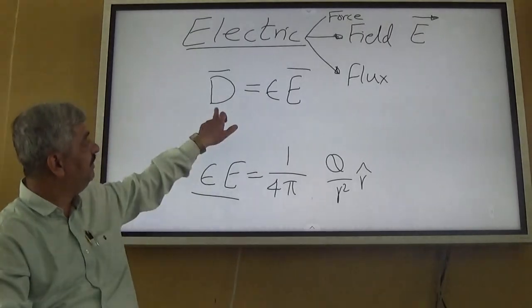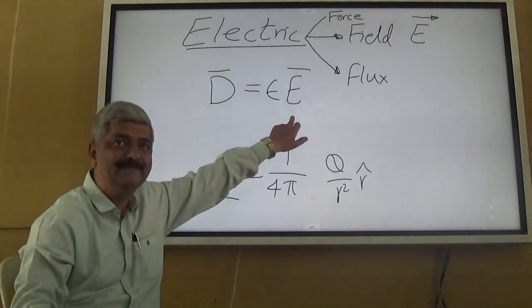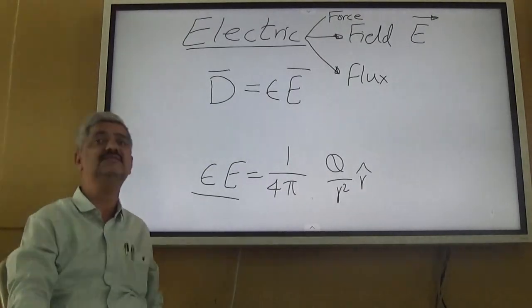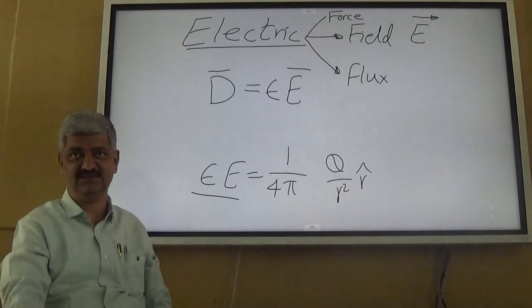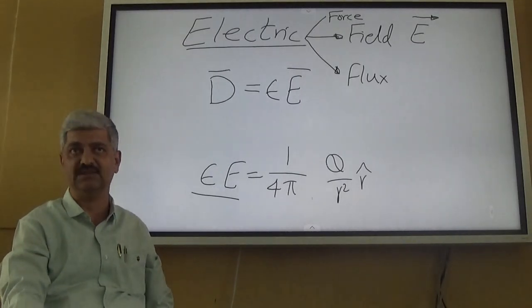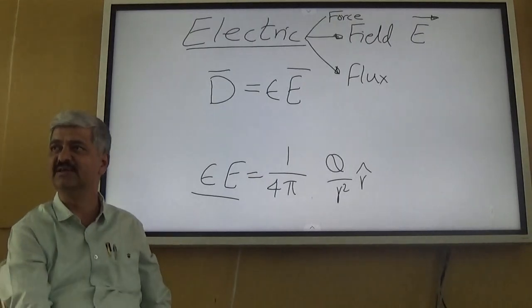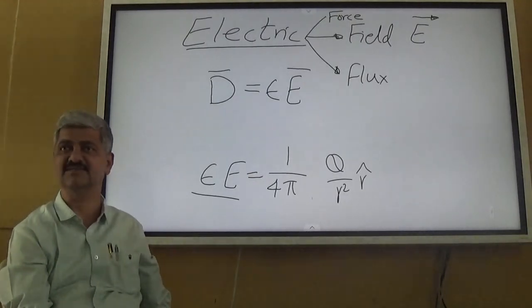So D equal to epsilon E. E is electric field and D is electric flux density. What is Gauss law? So if he has withdrawn, then let us say that somebody else should tell.